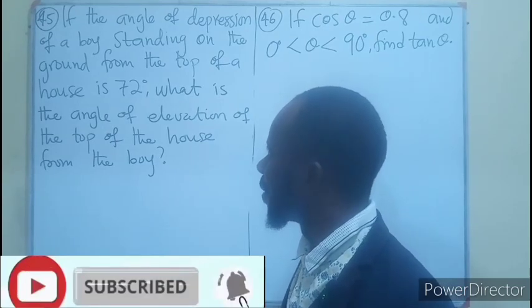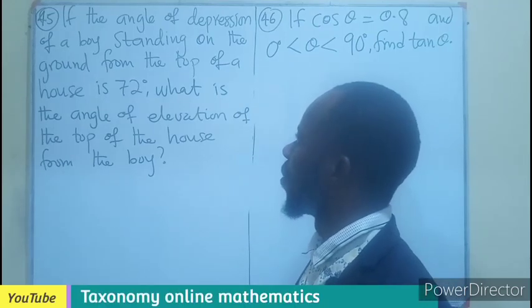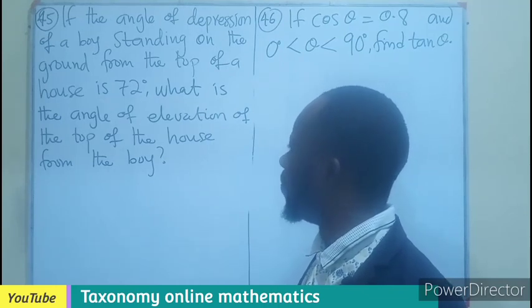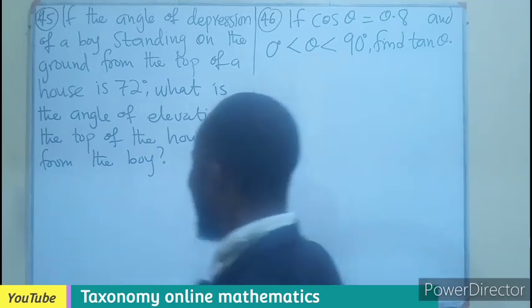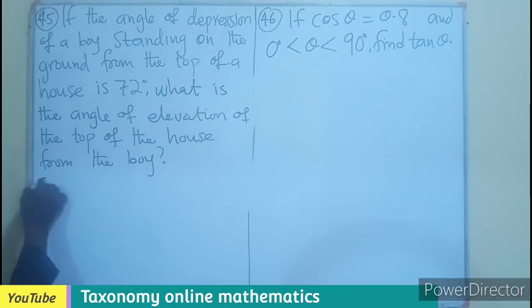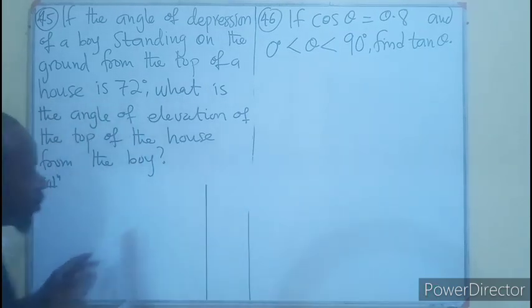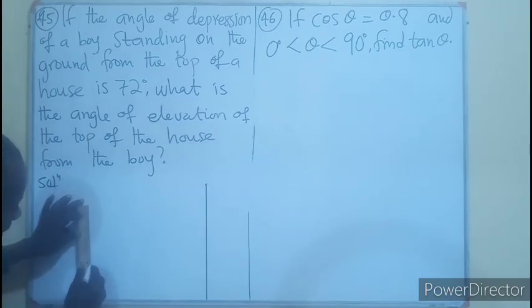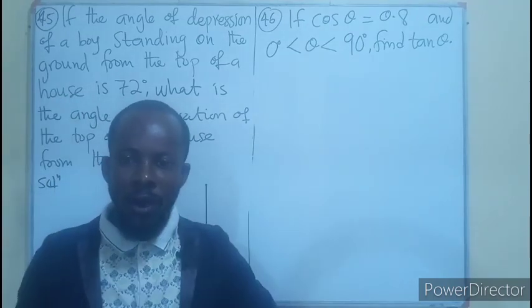Question 45. If the angle of depression of a boy standing on the ground from the top of a house is 72 degrees, what is the angle of elevation of the top of the house from the boy? So let's just say if this is the house, this is the top of the house, and a boy is standing here. We know the angle of depression is the angle formed below a horizontal line.